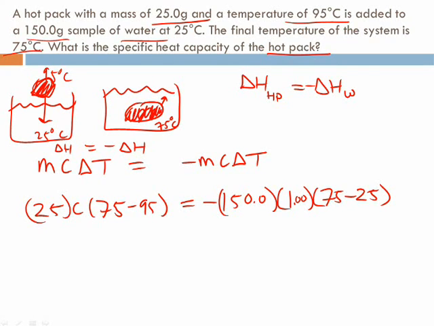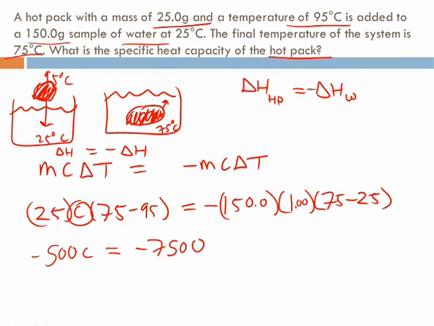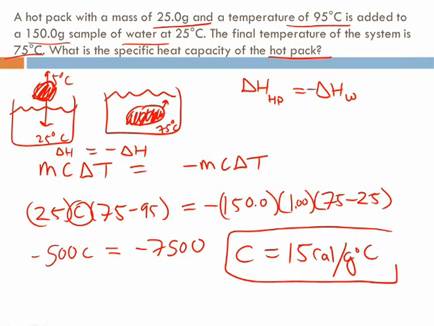So we are just solving for C here, the specific heat capacity of the hot pack. We multiply everything out, we get minus 500C equals minus 7,500, and we find that C will equal 15. Specific heat will equal 15 calories per gram Celsius. So that is the specific heat of that hot pack, which is actually a pretty high specific heat. So it really holds on to that heat pretty well. That's probably why it's a hot pack.